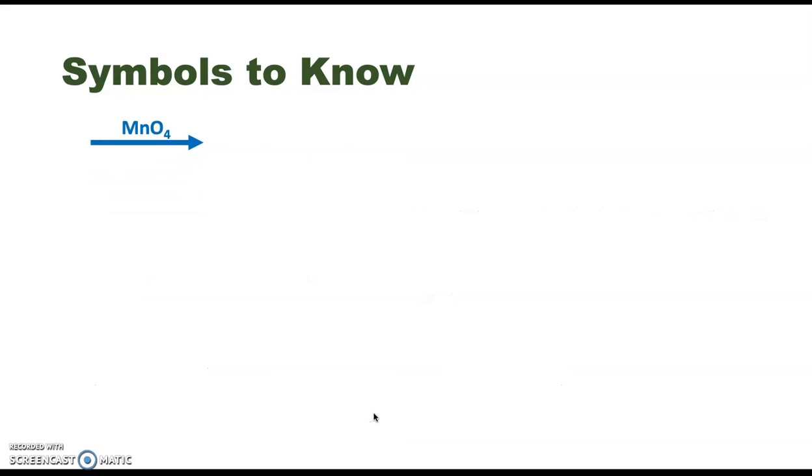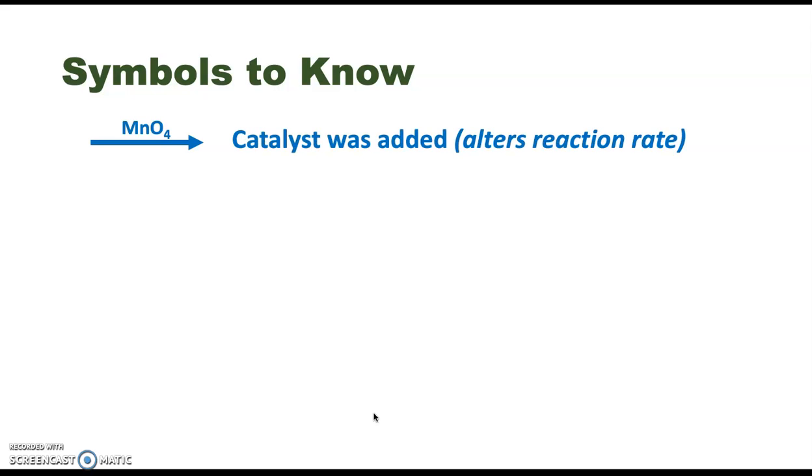Okay, if you see a formula above the arrow, don't freak out. That just means a catalyst was added, and a catalyst is simply something that speeds up the reaction. It's not consumed itself, so the catalyst is not consumed in the reaction, so it doesn't turn into something new. It just helps speed it up.